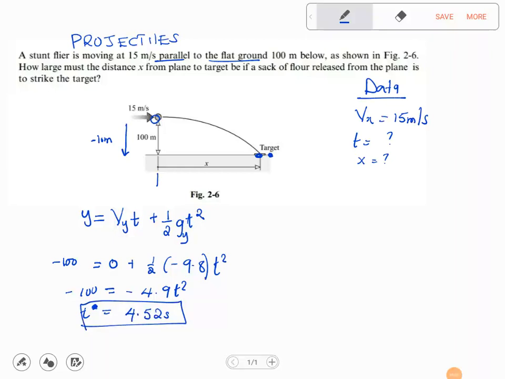Now that we know the time of flight, and we said x is just like that, and the velocity in the x-axis is actually 50 meters per second, and the time of flight is actually 4.52 seconds. So 4.52 we multiply by 50, we get our displacement to be 67.8 meters, like that.